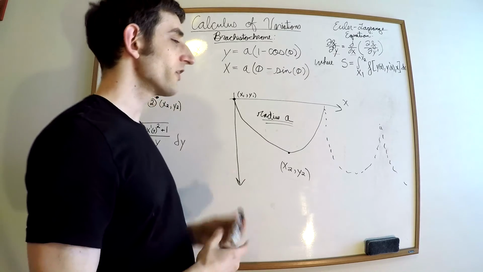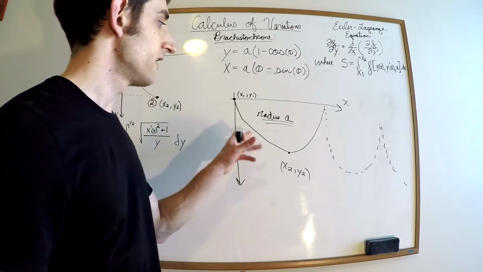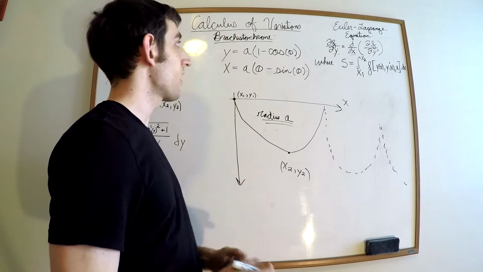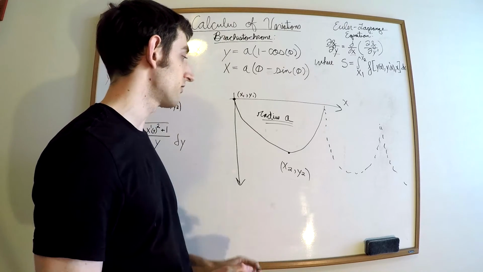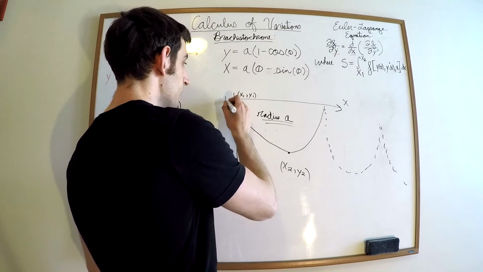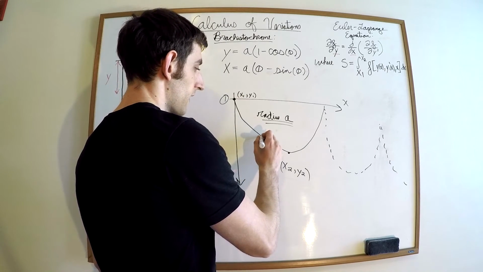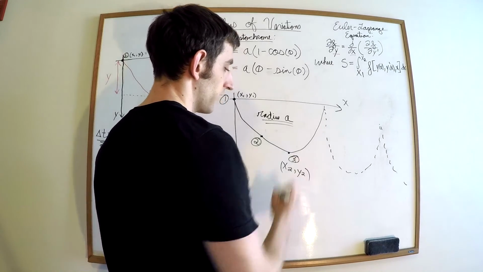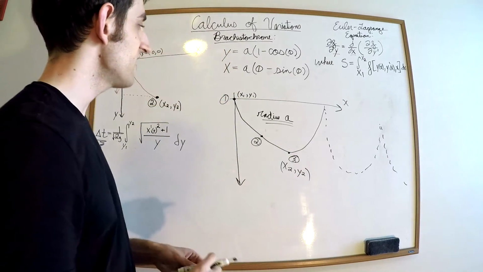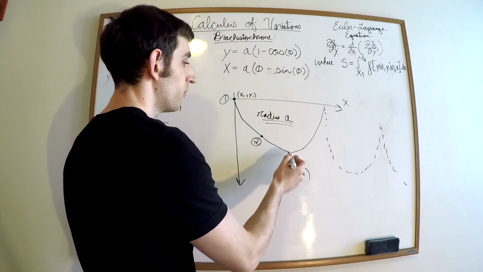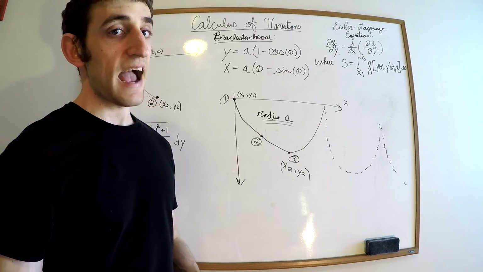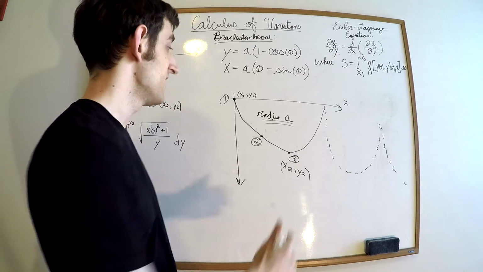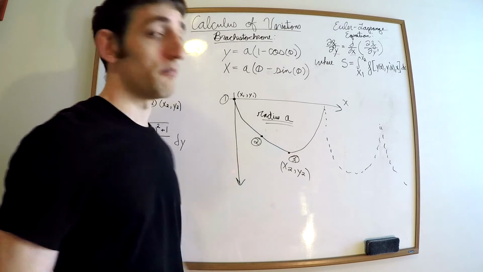So another really important thing to realize about this is that this is going to solve the Brachistochrone problem, but it also solves something else. Let's say this is point 1. Let's say this is point 2. And let's call this point 3. Now, the time it takes to go from point 1 to point 3 is actually going to be the same time it takes to go from point 2 to point 3.